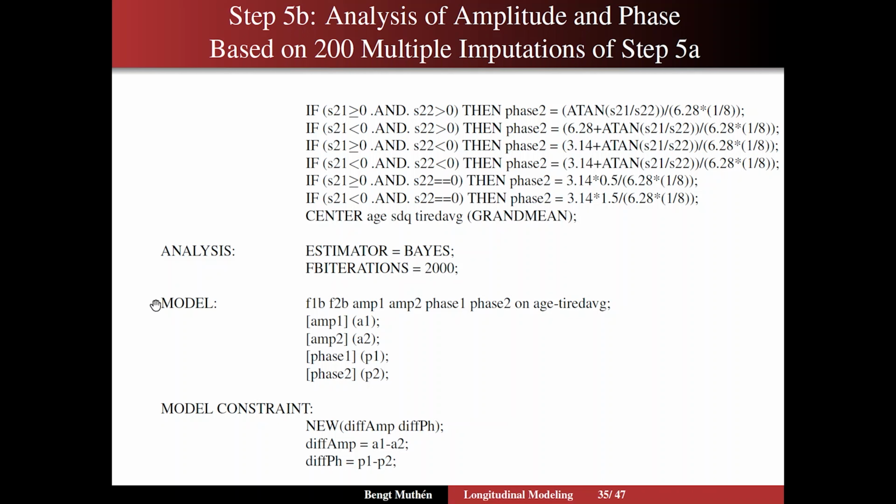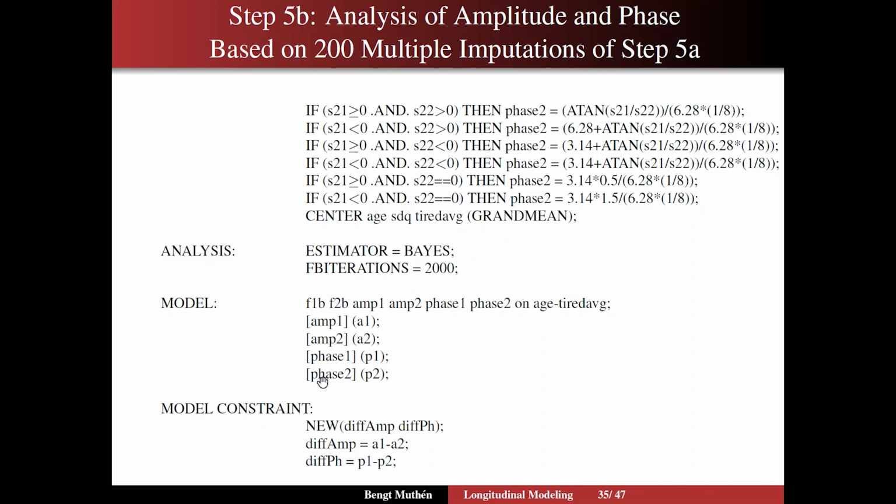So the real issue here is the model. Here we have the between factors, the amplitudes for the two factors, and the phases for the two factors, regressed on the time invariant covariates. So it's a simple regression model. We have 1, 2, 3, 4, 5, 6 dependent variables regressed on a bunch of covariates. Very simple model. So the analysis is single level. Could be done by ML as well, but we do Bayes here.